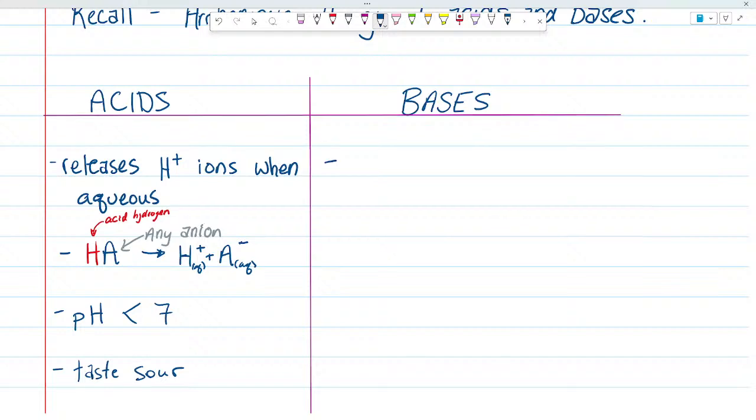What about bases, according to the Arrhenius theory? What do they do? Yeah, very good. They release OH minus ions. What do we call those ions? Sorry? That's right, hydroxide ions.